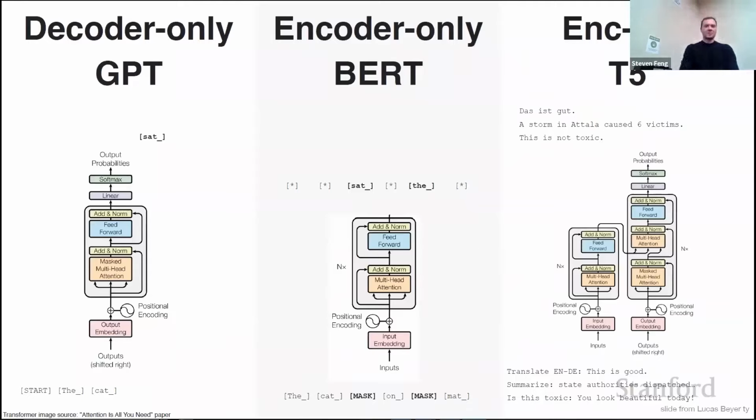So you'll hear people talk that you can have a decoder-only model like GPT. You can have an encoder-only model like BERT, or you can have an encoder-decoder model like, say, T5, doing things like machine translation.